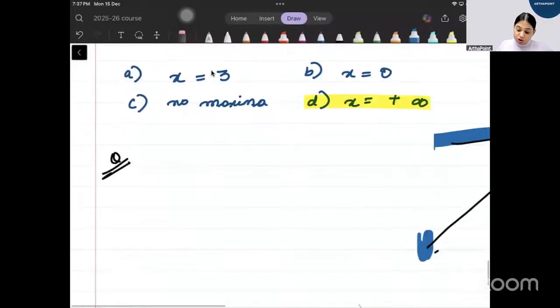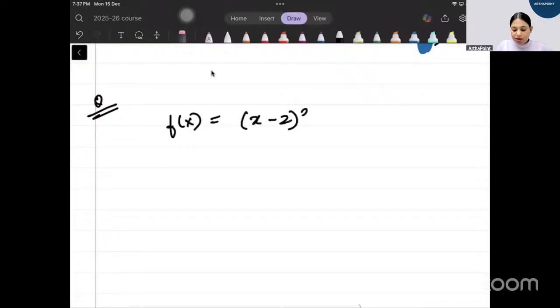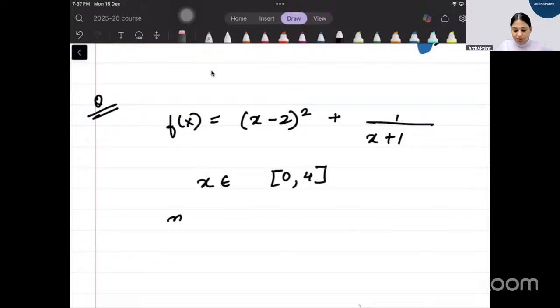Okay. So now I'll give you an interval based question. So let's say your function is (x minus 2) whole square plus 1 upon x plus 1, and x is defined over 0 to 4. Then the minimum, you have to tell me the minimum value of the function.